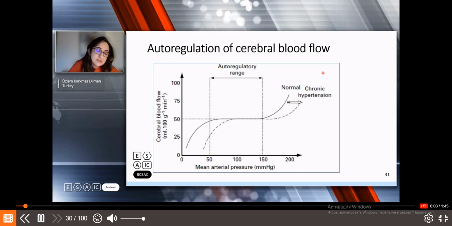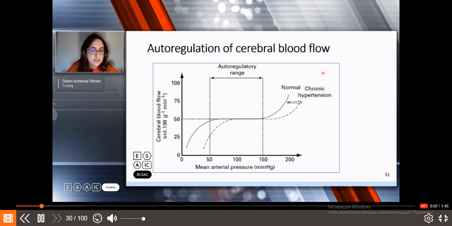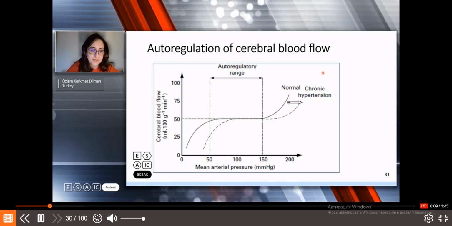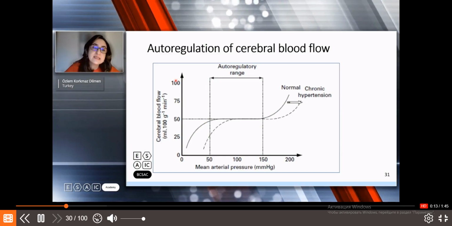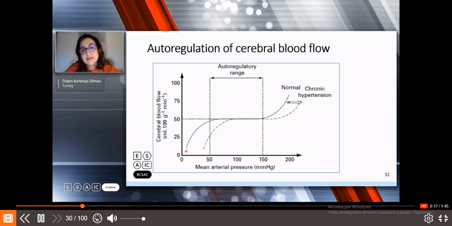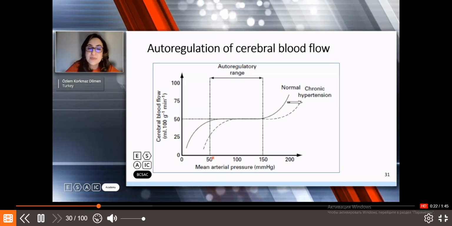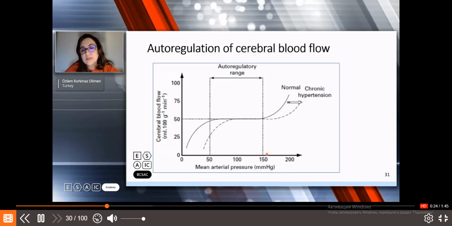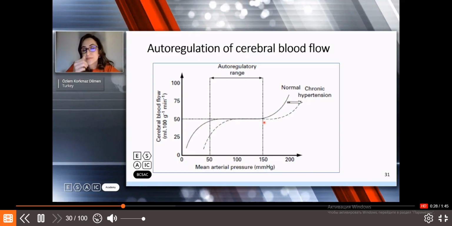Autoregulation is the ability of an organ to regulate its blood flow despite change in its perfusion pressure. The brain has a strict autoregulation. As you see here, the cerebral blood flow is on the y-axis and mean arterial pressure is on the x-axis. And when mean arterial pressure is 50 to 150 mm mercury, the cerebral blood flow is constant.